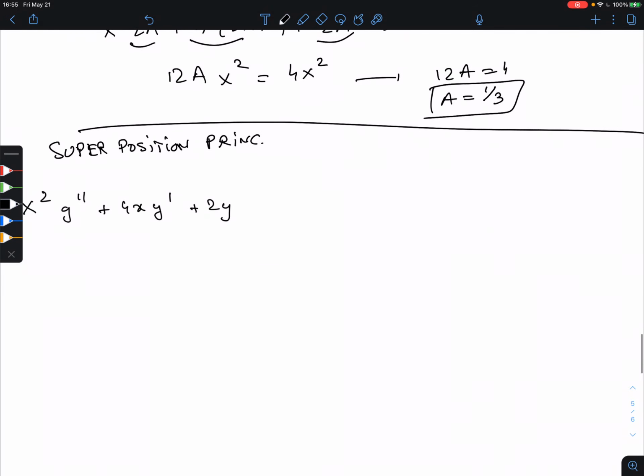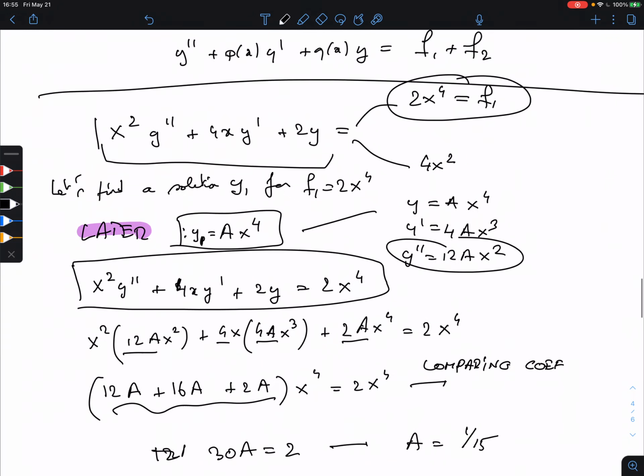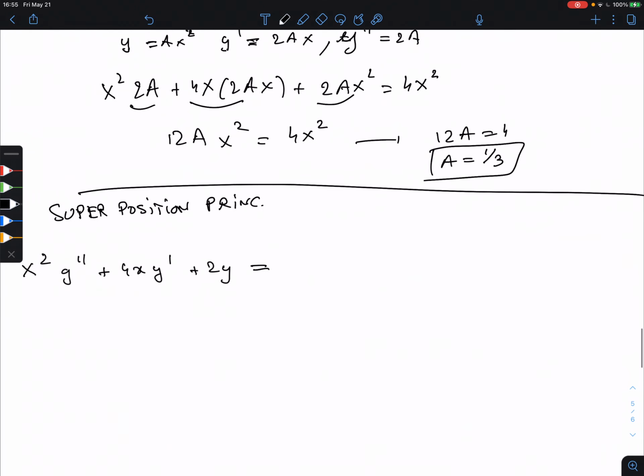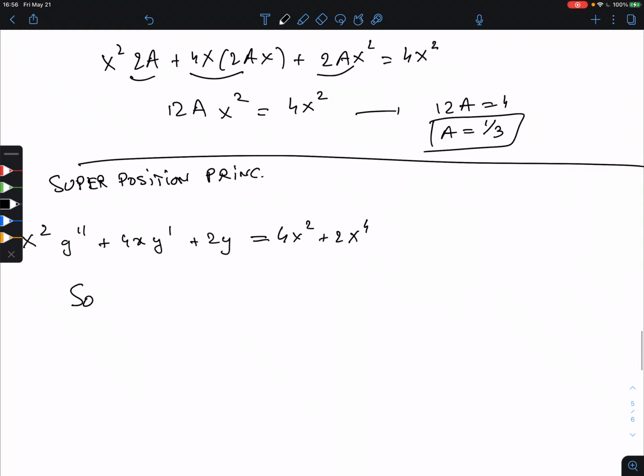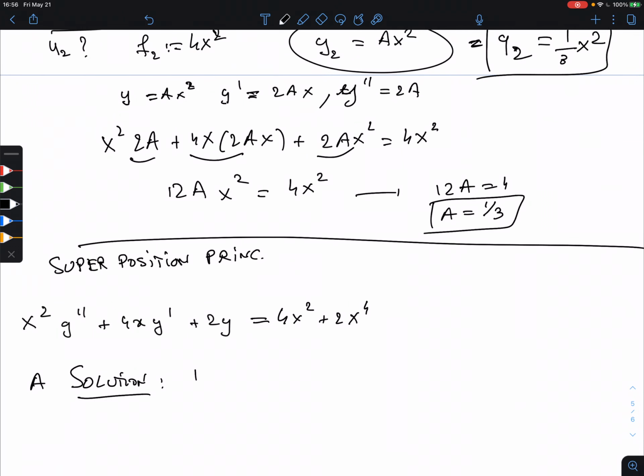Differential equation, this is the homogeneous part, equals now the sum of these two guys, f1 and f2. Remember, f1 was 2x to the fourth, and this was 4x squared. So 4x squared plus 2x to the fourth. So the solution, I should say a solution, not all the solutions, is therefore the sum of the two solutions that I found. That is 1/15 x to the fourth plus 1/3 x squared. So this is a solution.